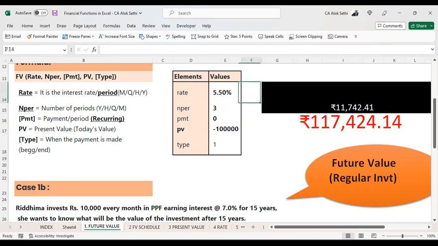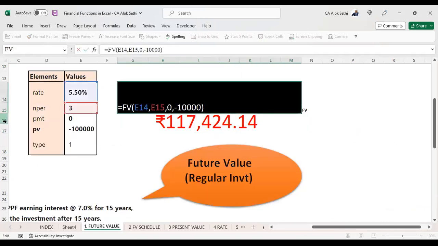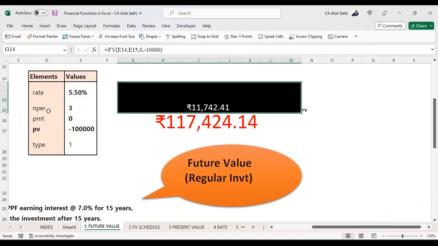Okay, so here you will see that I have linked all these tables. ठीक है, so ये link कैसे किया? I will do it again for you all. So FV is the formula for future value. First it is asking for rate. Which cell has rate? Can you give me the cell address of rate?